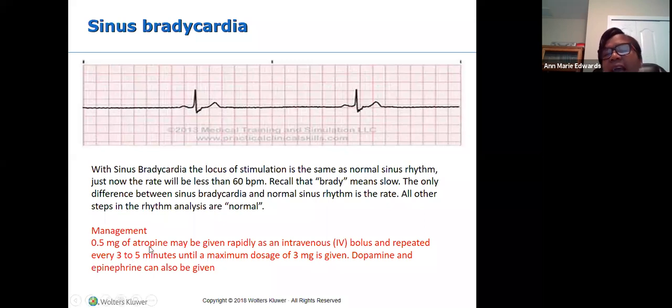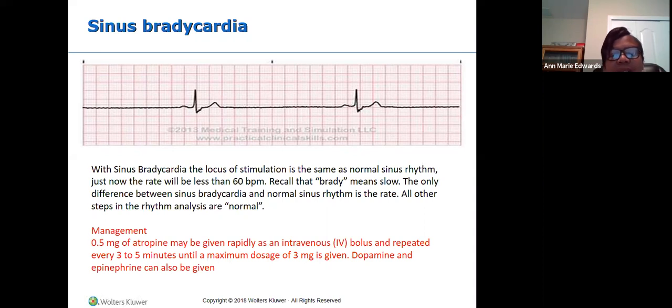It is an anticholinergic. So 0.5 milligrams of atropine is given rapidly as an IV bolus and repeated every 3 to 5 minutes until a maximum dosage of 3 milligrams is given. Okay.